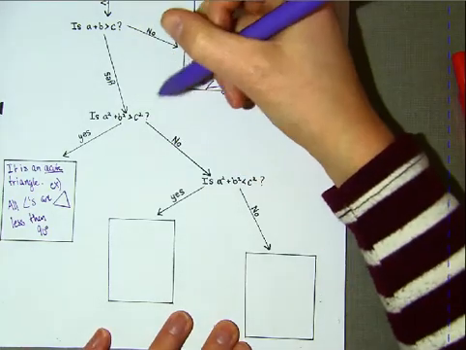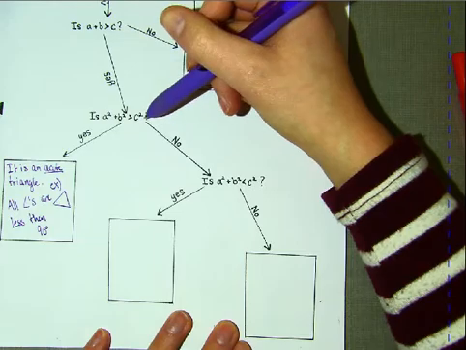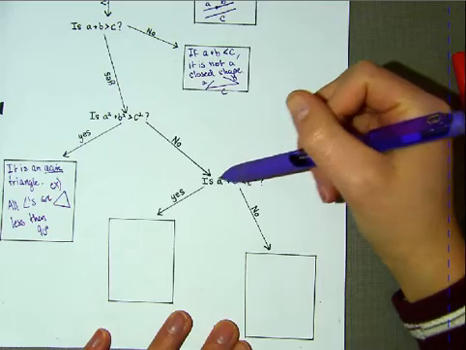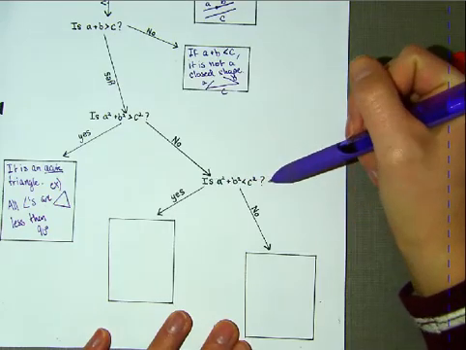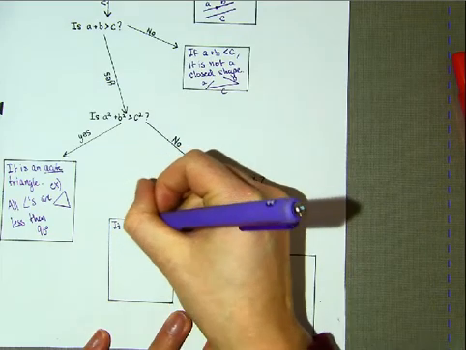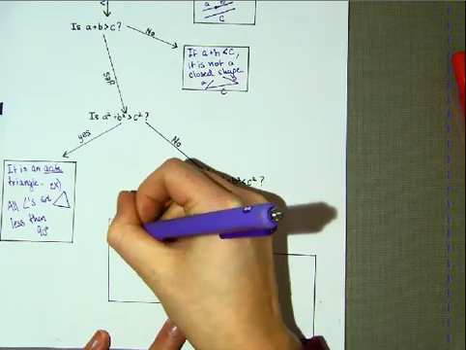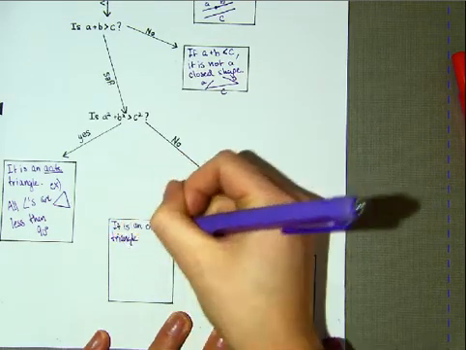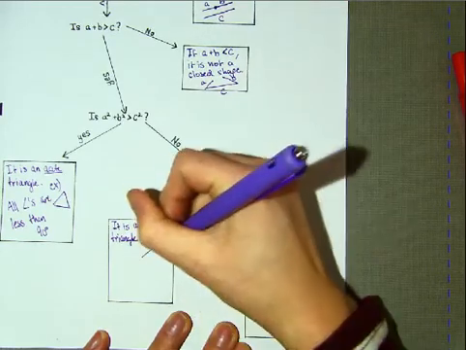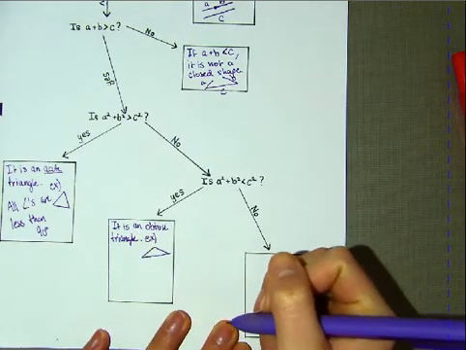So let's go back up here. What if a squared plus b squared is not greater than c squared? So let's go down our flow chart. Now we want to know, is a squared plus b squared less than c squared? If so, it is an obtuse triangle. Here's an example. This is where one angle in the triangle is greater than 90 degrees.